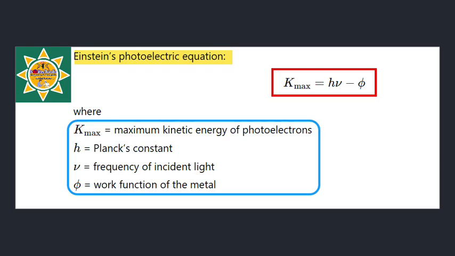Now let us discuss the right hand side of the equation. h nu represents the photon energy, where h is called the Planck's constant. Nu is the frequency of incident light. Phi is the work function of the metal. It is also expressed as h nu naught, where nu naught is the threshold frequency. That is the minimum frequency so that the electrons are capable of coming out of the surface. Now, let us proceed with the first question.